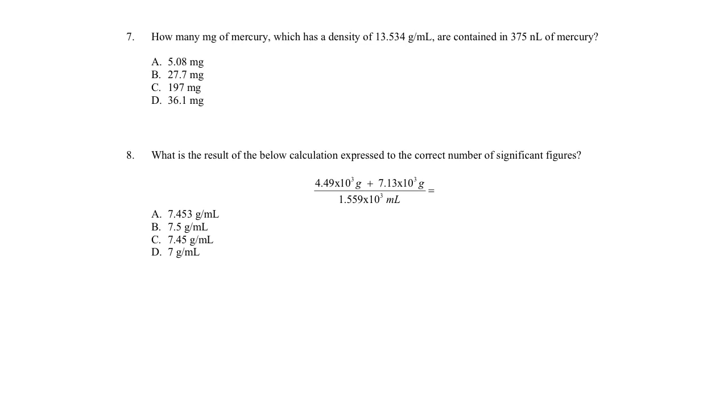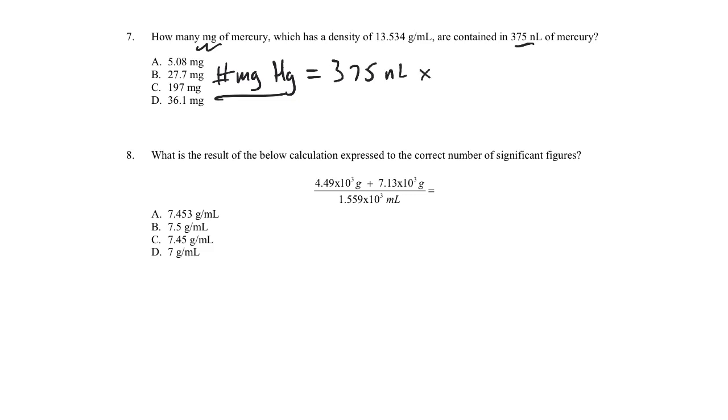Okay, so moving on to number 7, how many milligrams of mercury, which has a given density here, are contained in 375 nanoliters of mercury? So we have the milligrams of mercury is what we're looking for, so we can start with that. Good trick in dimensional analysis is to start with what you're looking for, so you're not confused ever of what it is you're trying to ultimately get to with your dimensional analysis. We can then start with what we're provided and see if we can solve the problem that way.